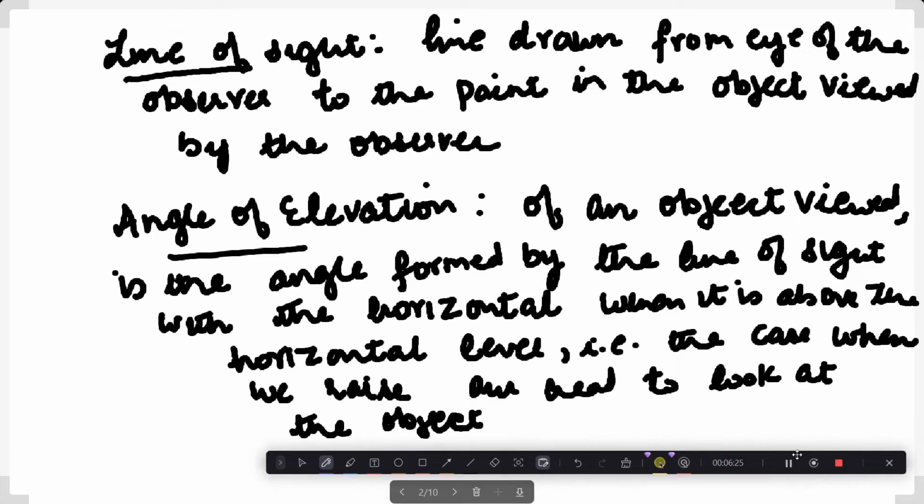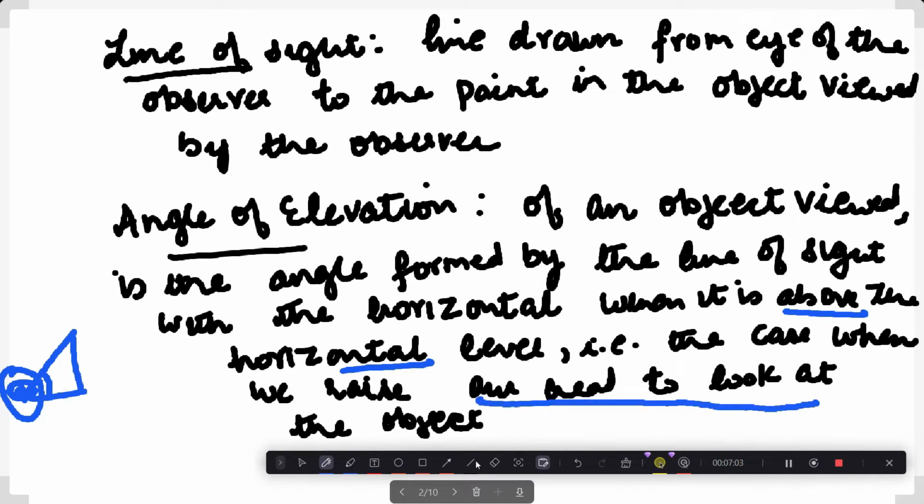Line of sight is a line drawn from the eye of the observer to the point in the object viewed by the observer. Then there are two cases where the observer is either looking up at an object at the top of a tower, thence angle of elevation of an object viewed is the angle formed by the line of sight with the horizontal when it is above the horizontal level, right? So here the eye is here and is looking up. You're looking up when it is above the horizontal level. That is the case when we raise our head to look at the object.